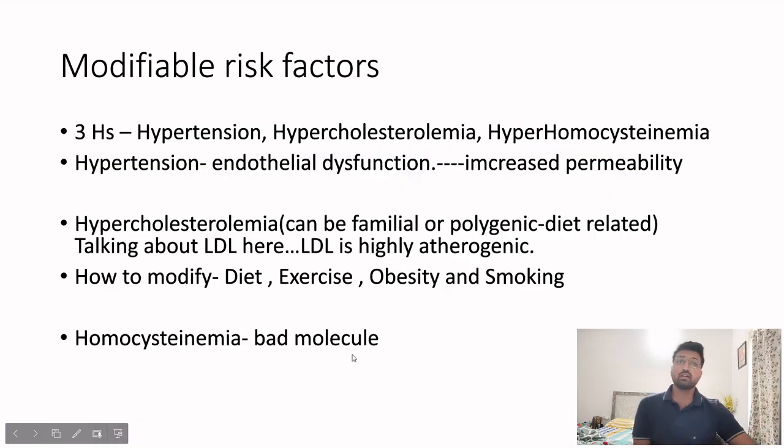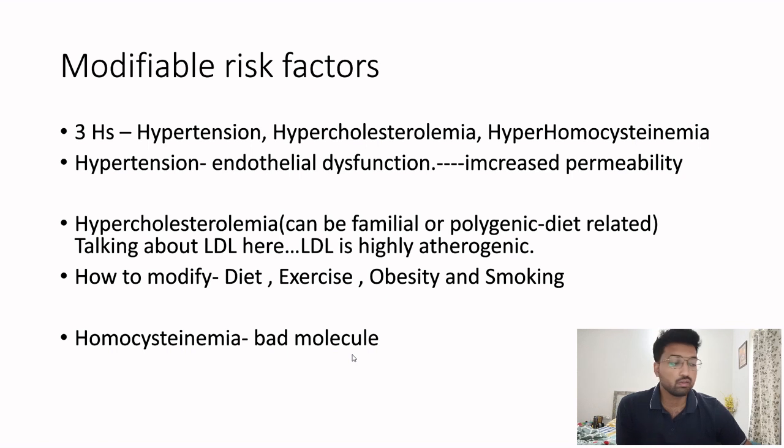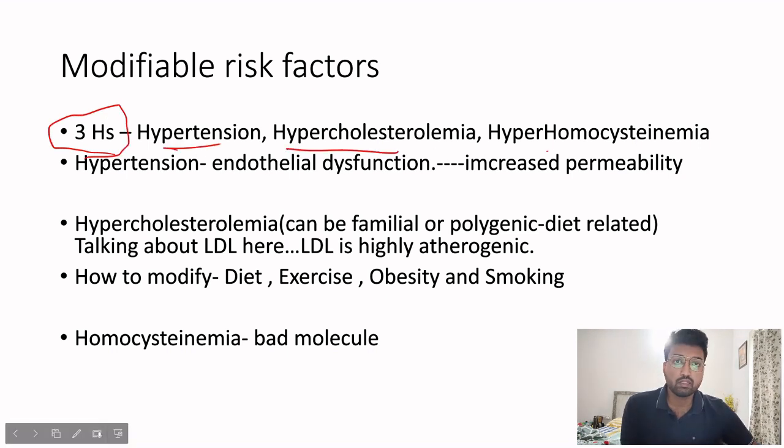Now we have covered the non-modifiable risk factors, which were FAG: family history, age, and gender. Then we come to the modifiable risk factors. What can we actually modify? This is the 3H. What do the 3H stand for? Hypertension, hypercholesterolemia, and homocystinemia.